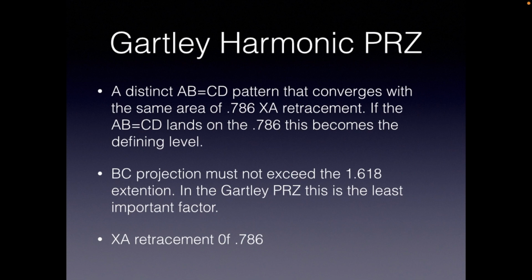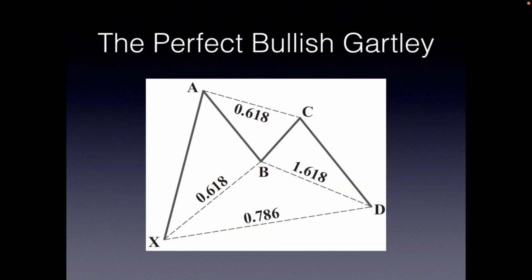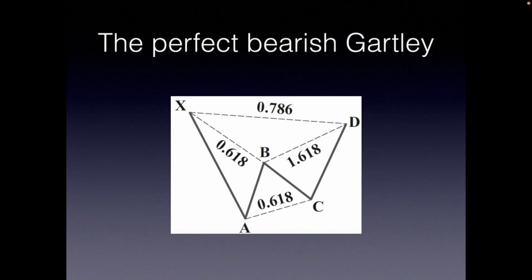Okay, so XA retracement again of 0.786. This is where some of the confusion comes in. Now we're looking at the perfect Gartley. In a perfect Gartley, that's really all you need to know. You're looking at a perfect 0.618 retracement of the XA, a perfect 0.618 retracement of the AB to the C, and you want a 0.618 to 1.618 ABCD pattern. And this would be your perfect bearish Gartley.